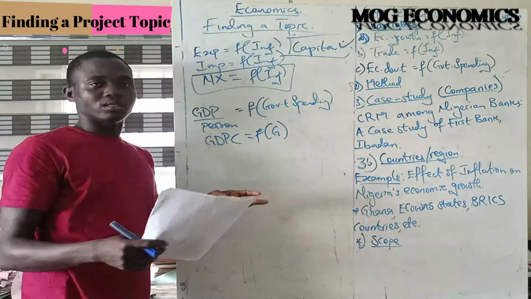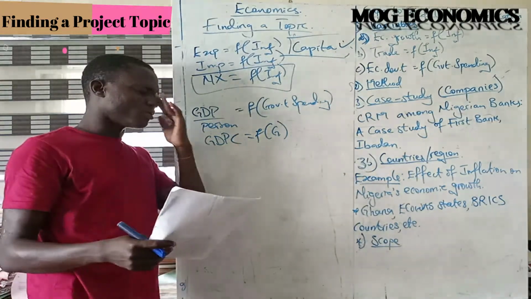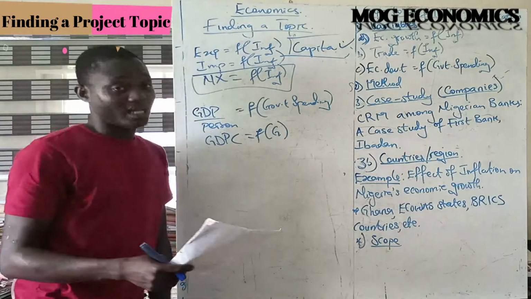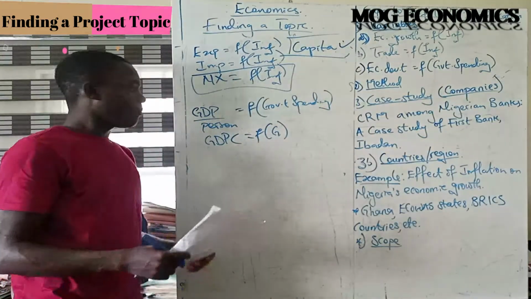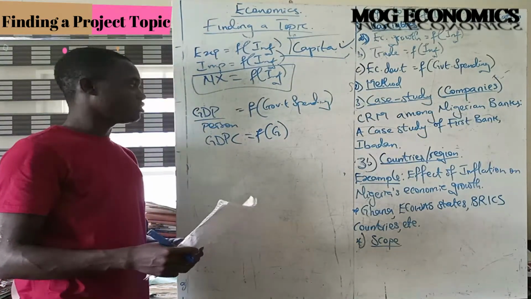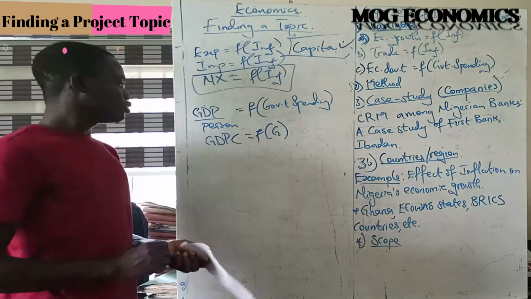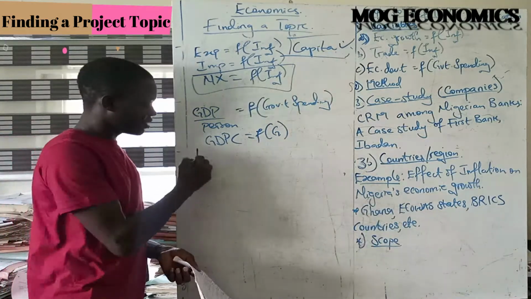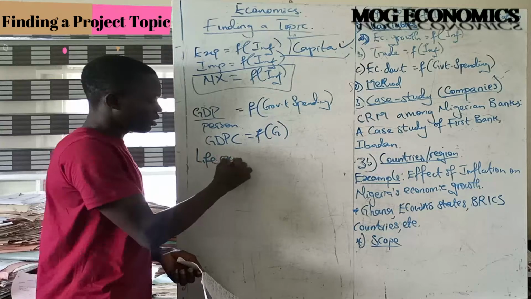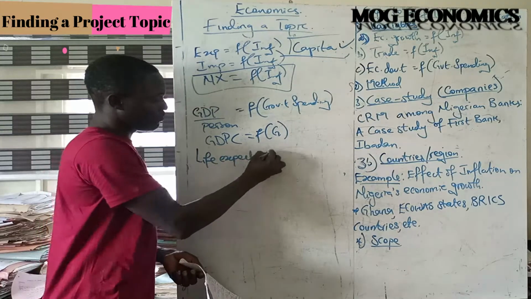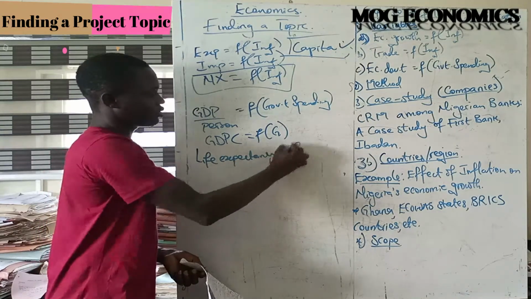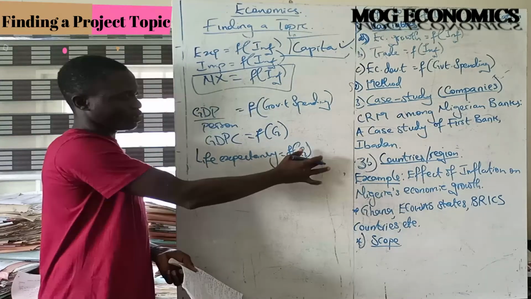Then it looks at what was the third one? Life expectancy. Alright, so you're not like, what should I do? Now for my own, I'm going to use life expectancy to measure economic development. So you have life expectancy as a function of government spending.